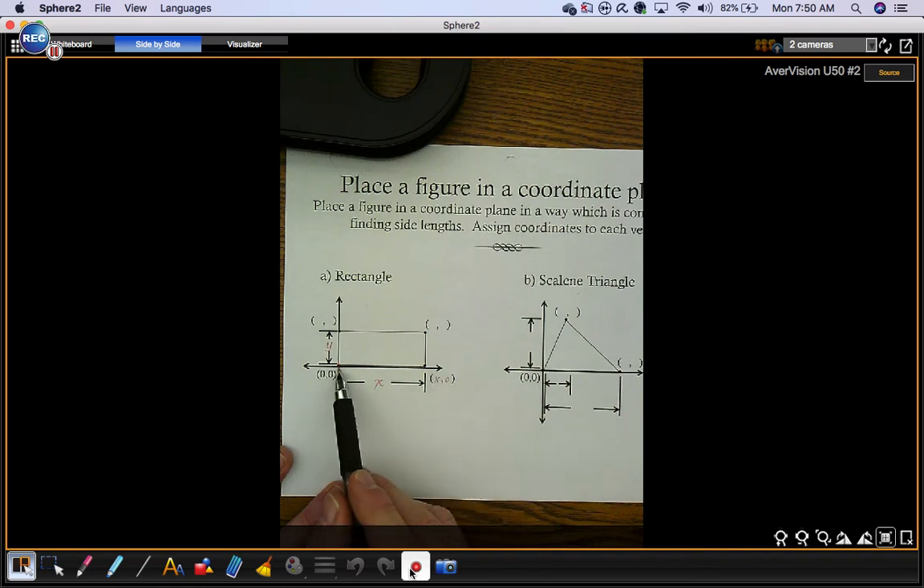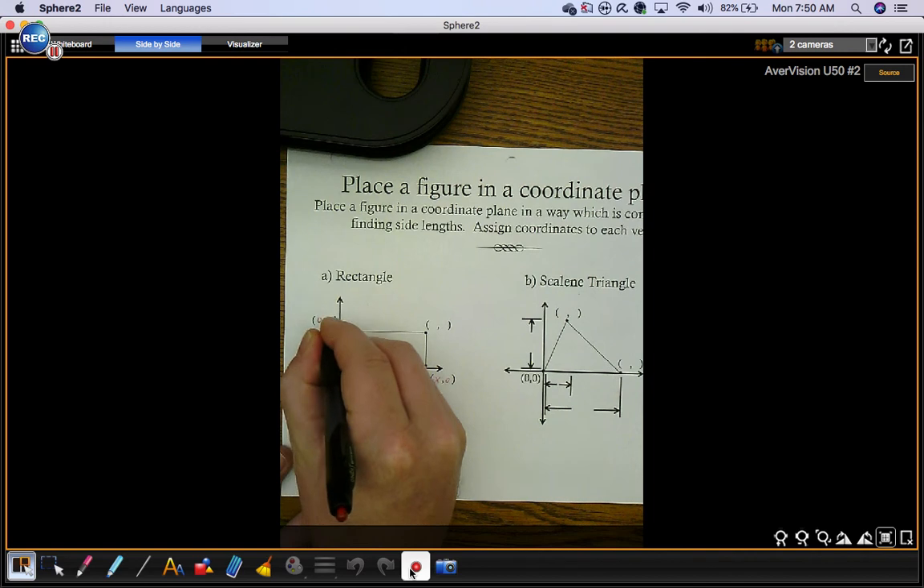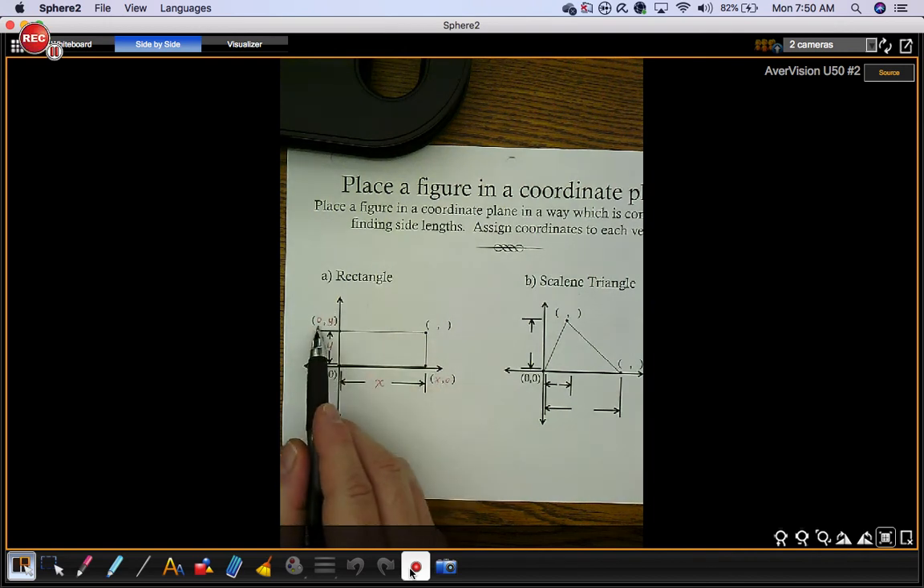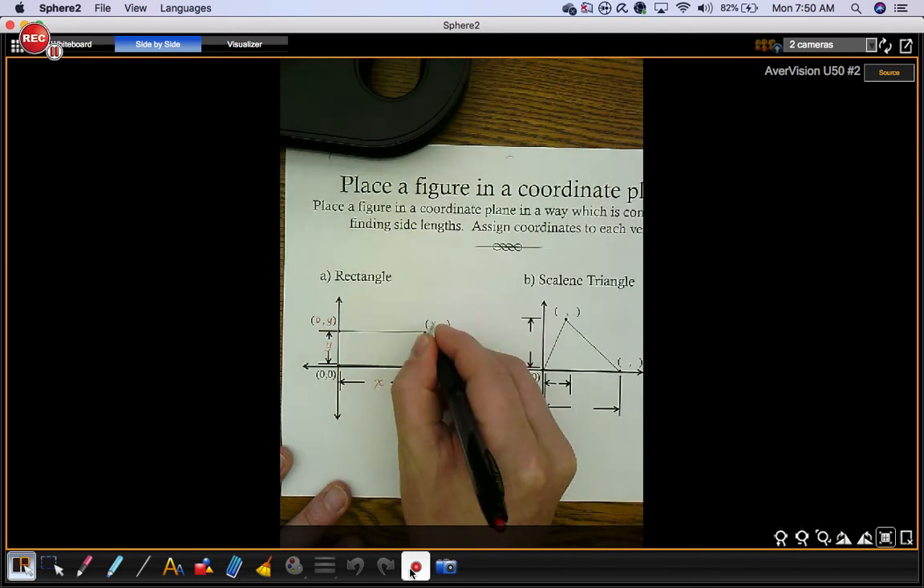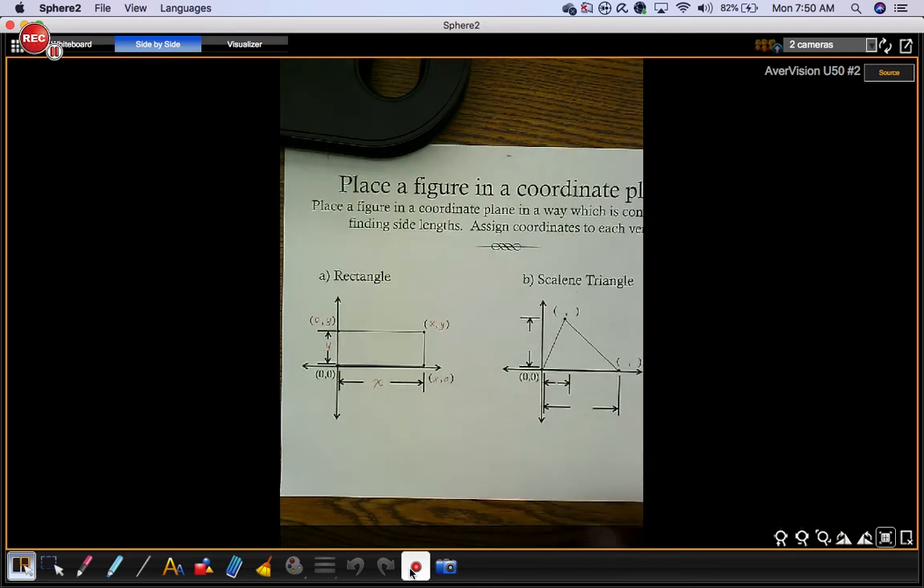Go back to the origin. If we just go up y units, this ordered pair is going to be (0, y), because we didn't go left to right, but we went up y units. Where's this guy going to live? We went x to the right and y up. So it'll live at (x, y).